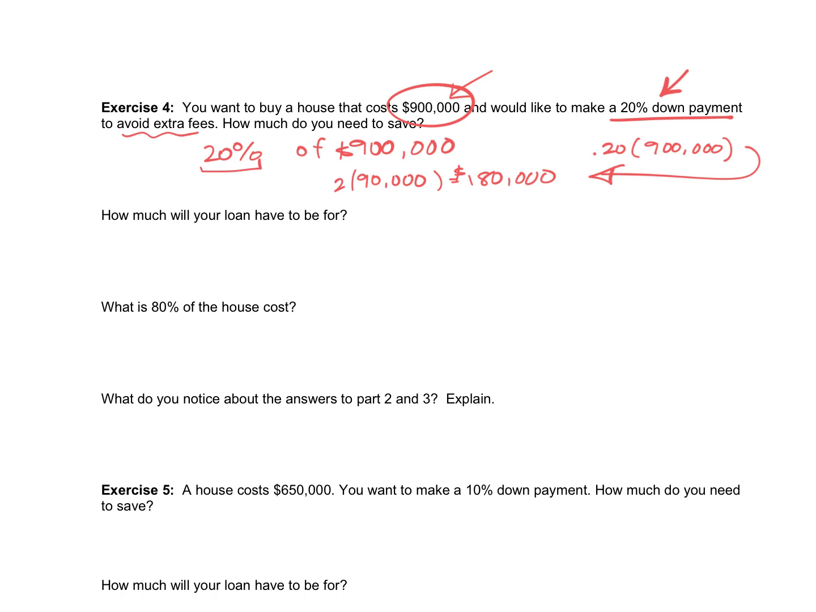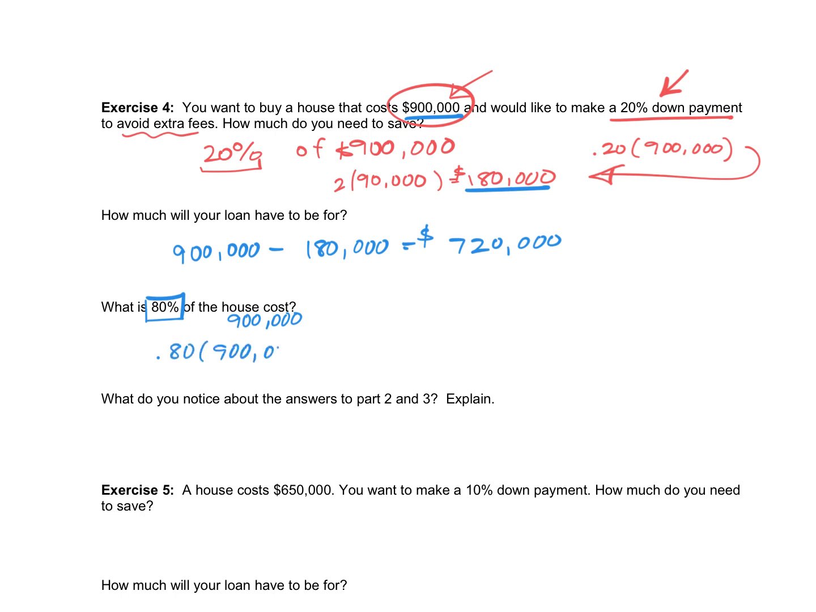Well, the home was originally costing $900,000, but if we pay $180,000, we're going to take that off of that total house amount, which would leave our loan amount at $720,000 instead. Now it asks, what's 80% of that house cost? So the house was $900,000. So if we want to do 80%, again, you could use your calculator, 0.80 times that 900,000. We're going to end up with $720,000.